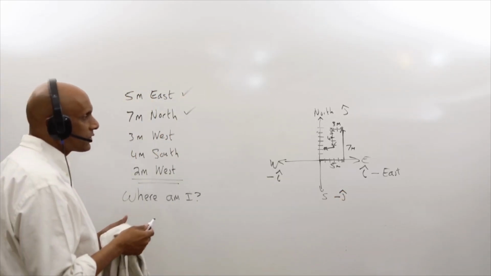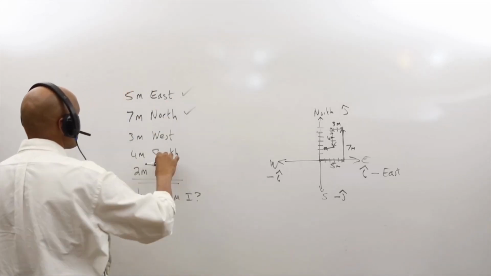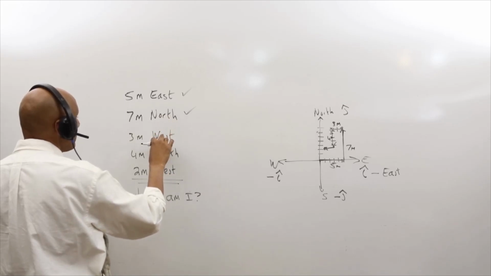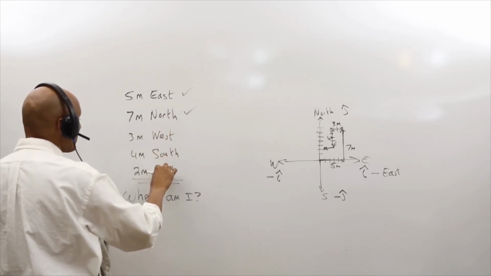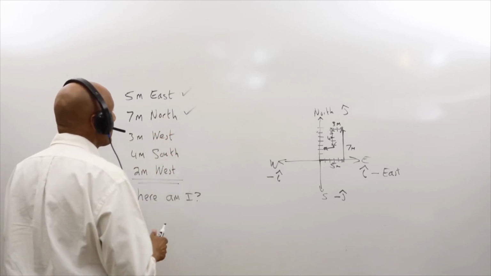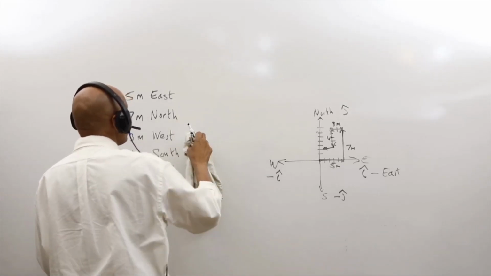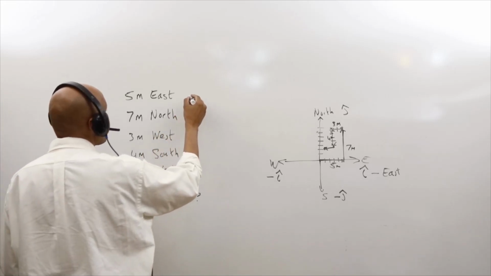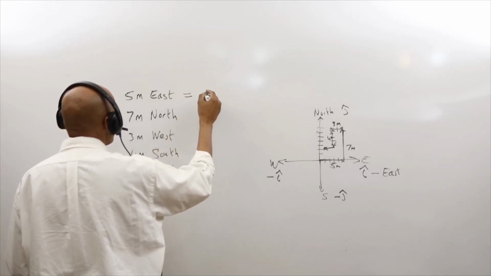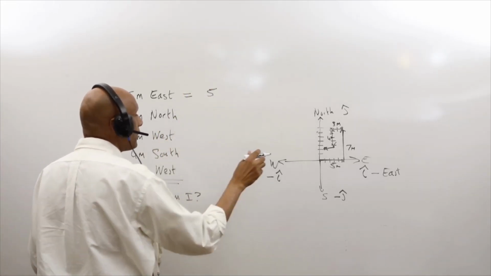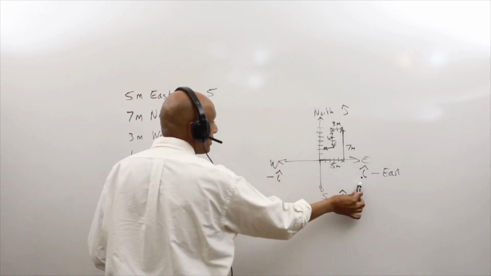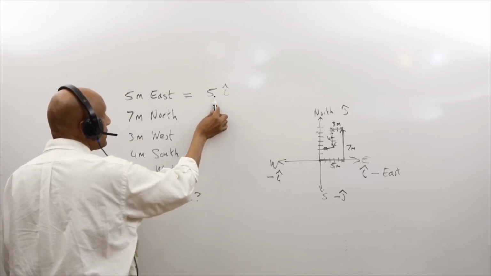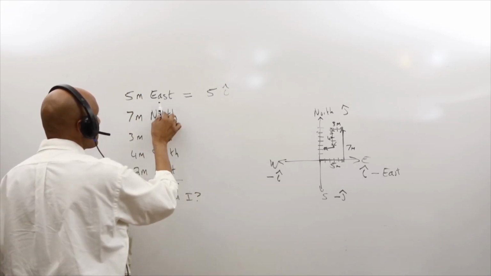So we seem to have constructed a simplification of this: 3 meters east, 7 meters north, 3 meters west, 4 meters south, and 2 meters west. Well, I've reduced this into a symbolic representation. I'm not going to represent meters. What I'll do instead is say that this corresponds to 5, and I'm going east. Instead of east, I'm going to use a symbol with an I hat. So that means I've traveled 5 meters east. It's an abbreviation for this.